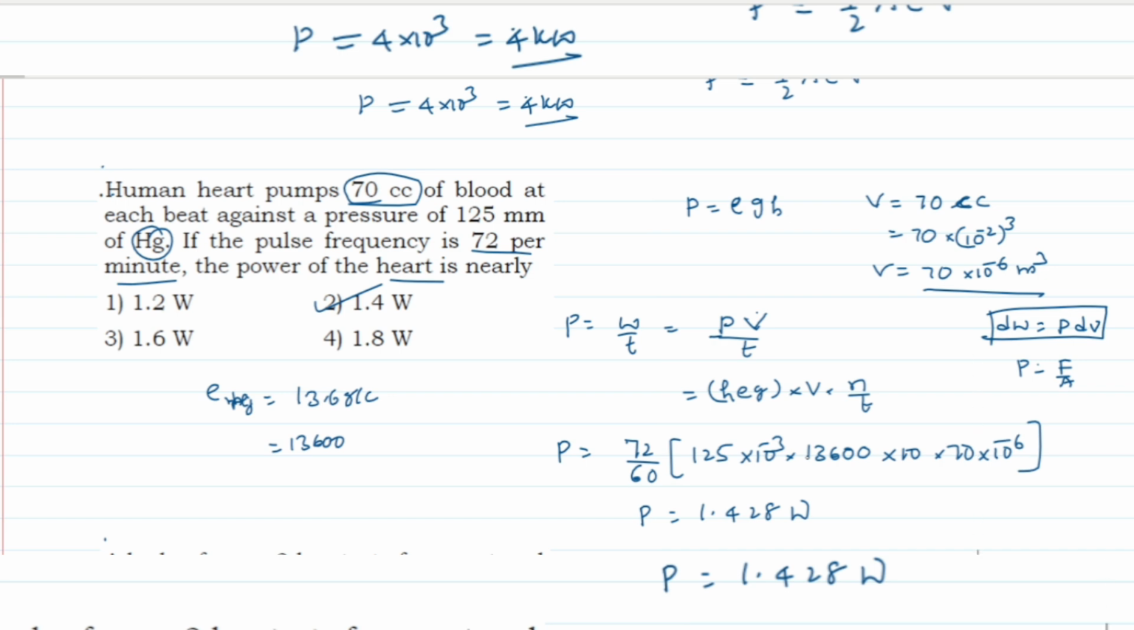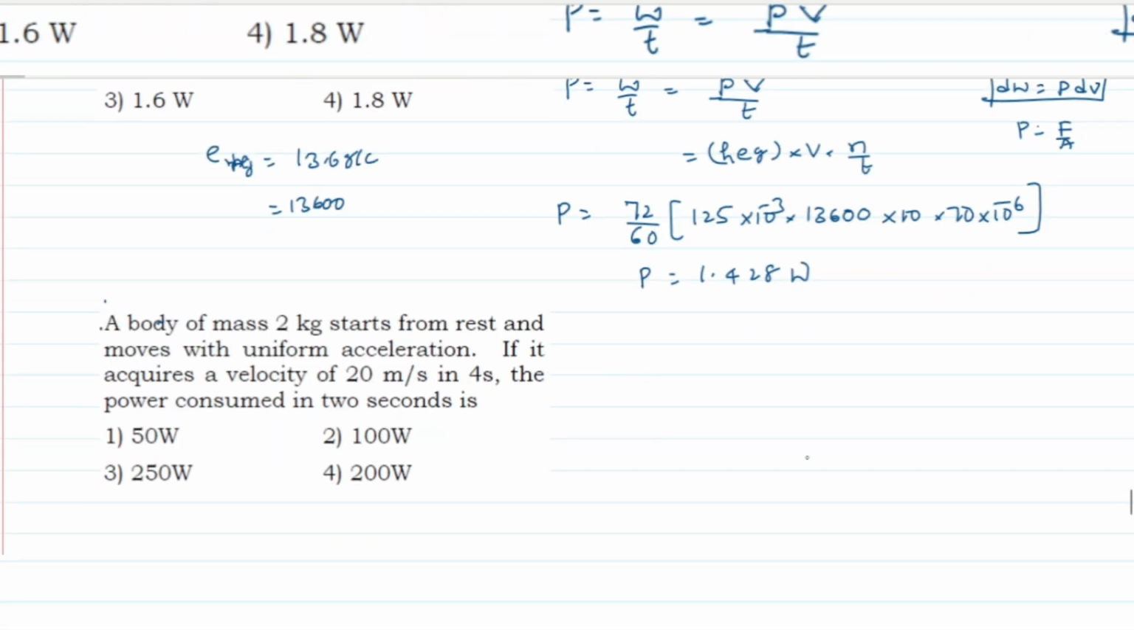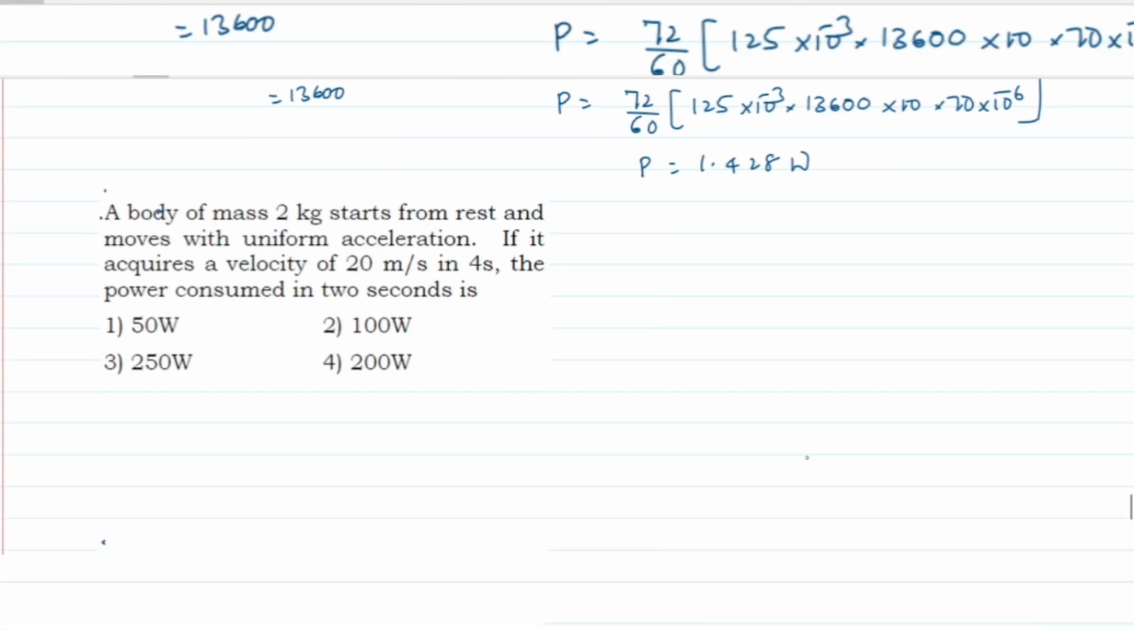Let us see the next question. A body of mass 2 kg starts from rest and moves with uniform acceleration. If it acquires a velocity of 20 meter per second in 4 seconds, the power consumed is what they are asking.